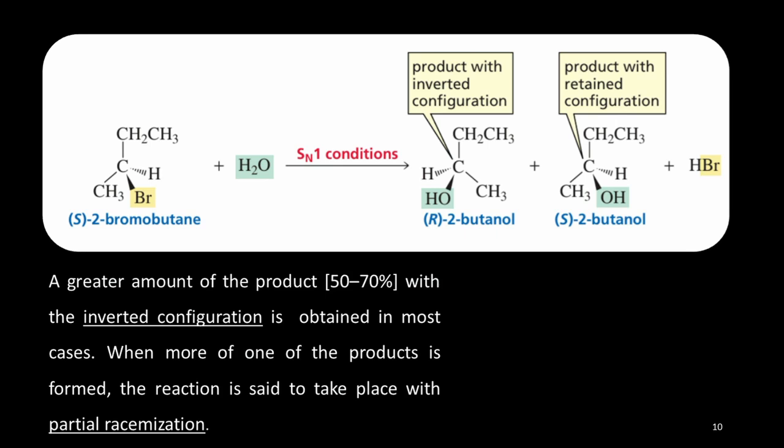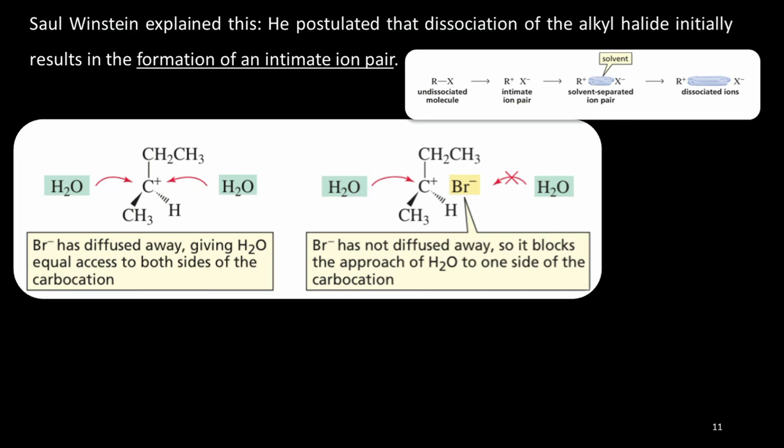That is a simple point. So you can understand, that was given by the scientist Saul Winston. He explained that when that molecule is dissociated, it forms an intimate ion pair. You can see this intimate ion pair. Now, if the intimate ion pair is very close, then only from the backside attack the nucleophile can enter. So you will get a greater amount of inversion product.